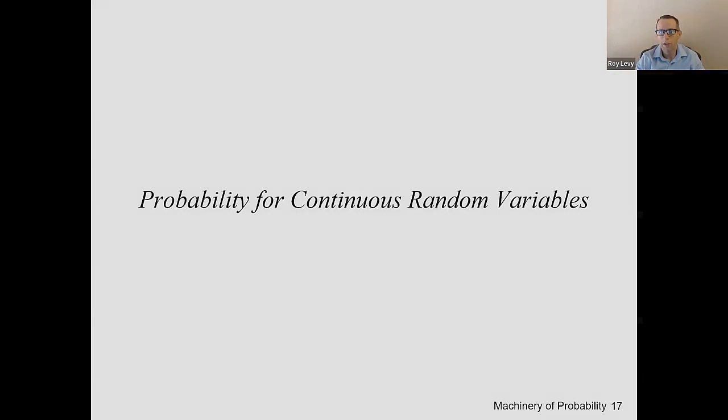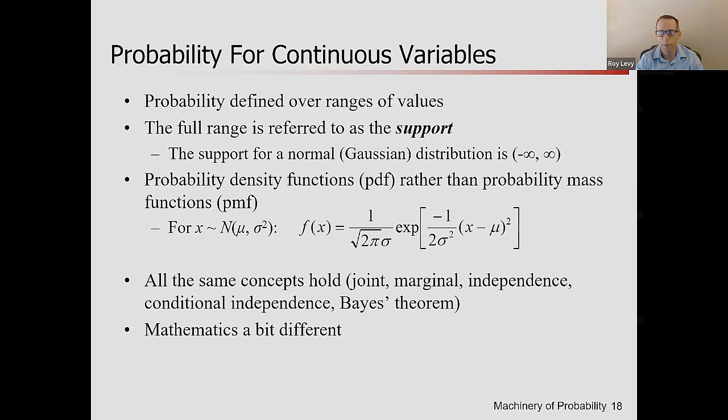Just to continue talking about probability theory or the machinery of probability that we will use, everything we've introduced so far has been for discrete random variables, variables that can take on particular values. For continuous random variables, we don't have probability defined for a particular value, but for ranges of values. The full range of a distribution is referred to as the support of the distribution.